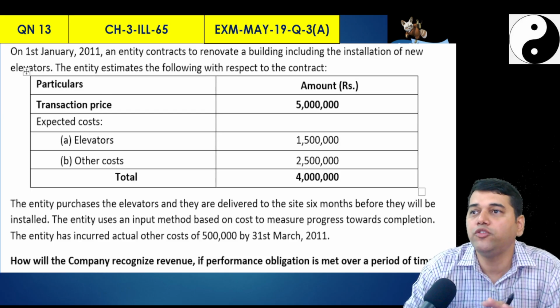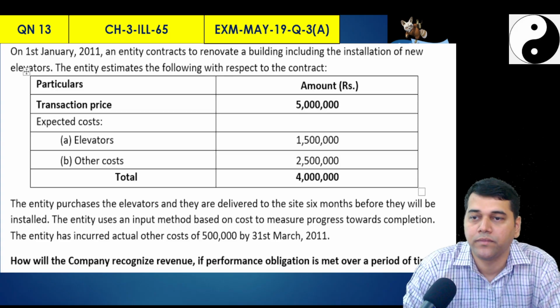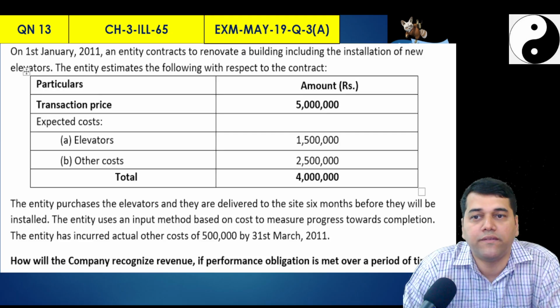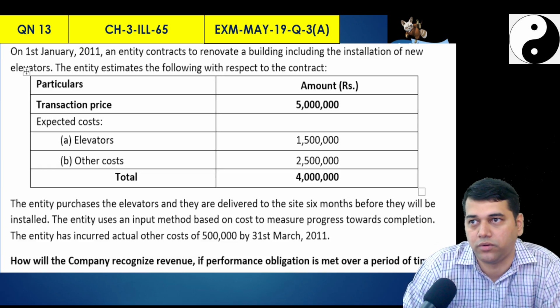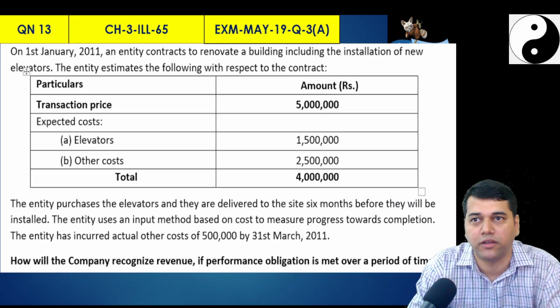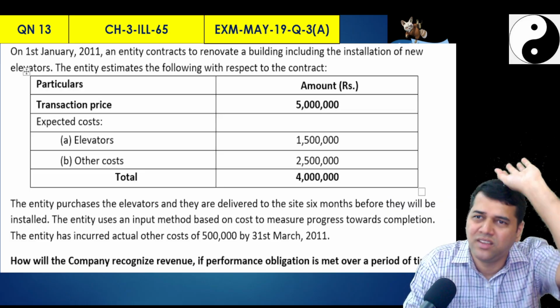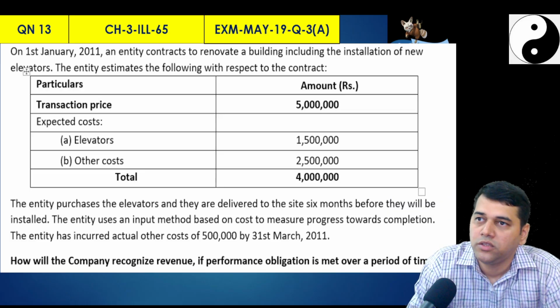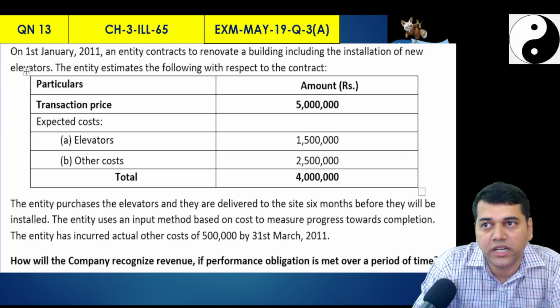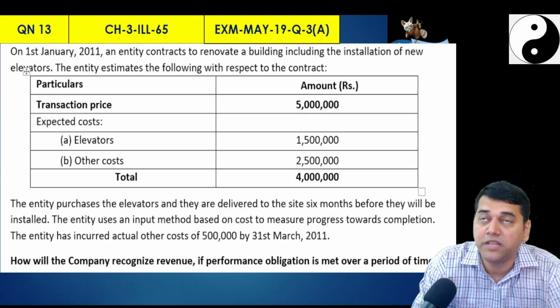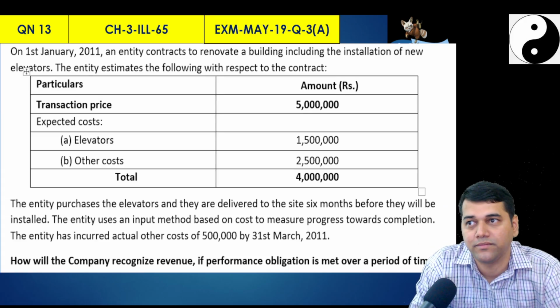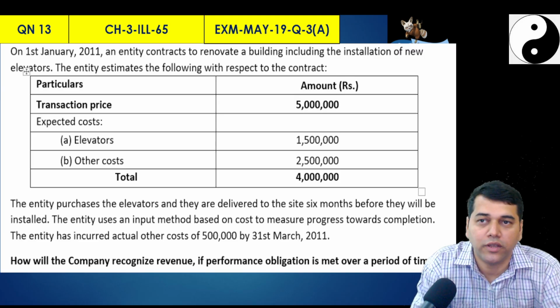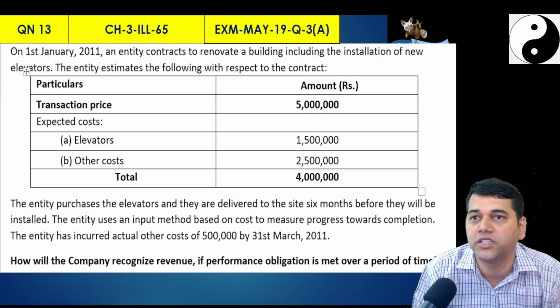With this, I'll give you that example. I'll explain that. On 1st of January 2011, an entity contracts to renovate a building, including the installation of the elevators. This contract means there is one building. Already, did you construct? No, the old building was there. You are a contractor. Your contract is to renovate it, and this time it must be a 3-story building, and you want to install one lift also. So, in one contract, what is your performance obligation?